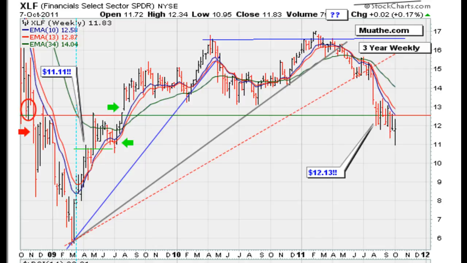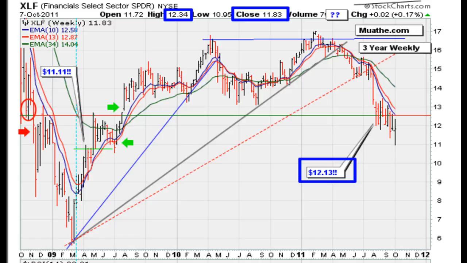The XLF, we talked about this at the conclusion of last week's trading, and we said we need to watch 12.13, which is the weekly closing lows of August. This is going to be the third week in a row that it has closed below 12.13. Earlier this week, at the highs of the week, it was trading above that 12.13, but pulled back before the close to close slightly under $12.